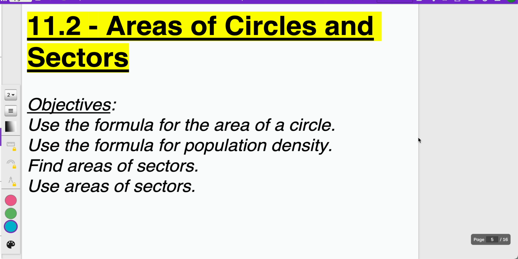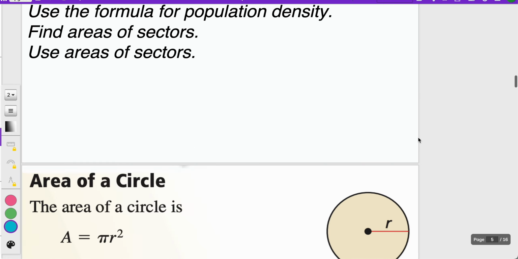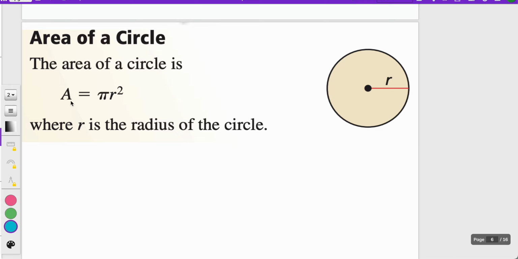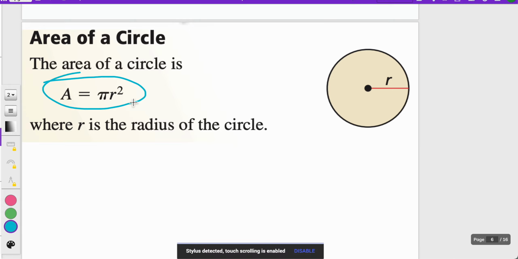Today we're going to look at our lesson 11.2, areas of circles and sectors. So we'll be able to first know how to find the area of a circle, use that formula for population density, and also be able to find and use area of sectors. The main thing we want to know is that to find the area of a circle, we're doing pi times radius squared, where r is the radius.